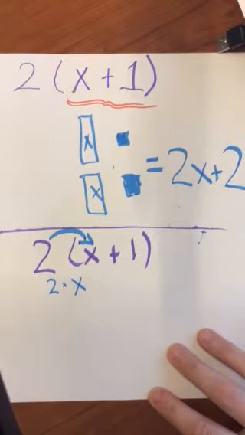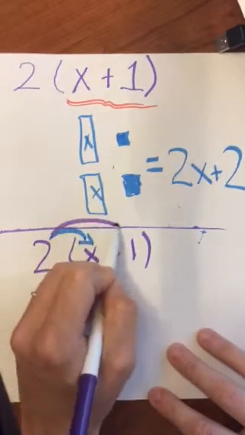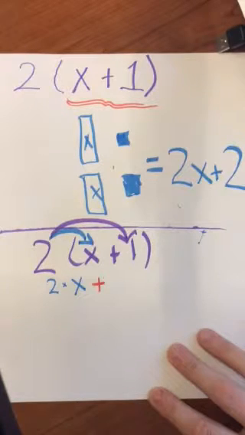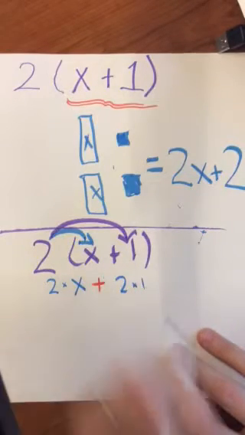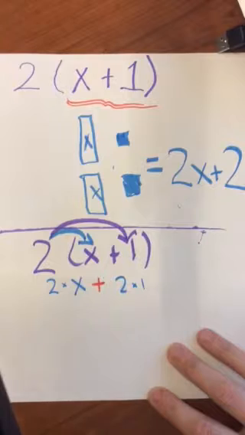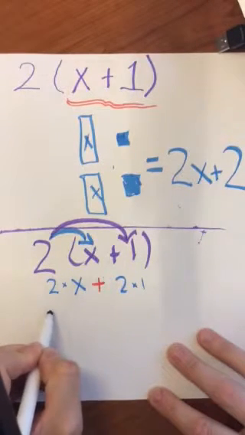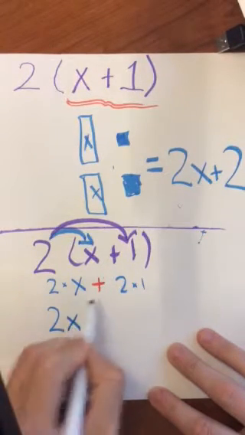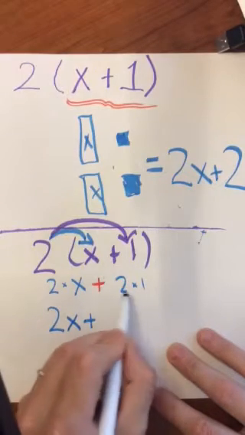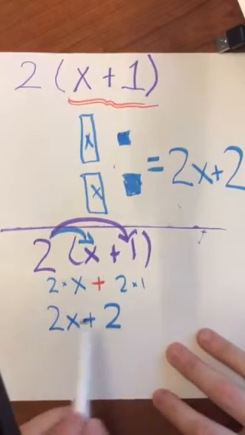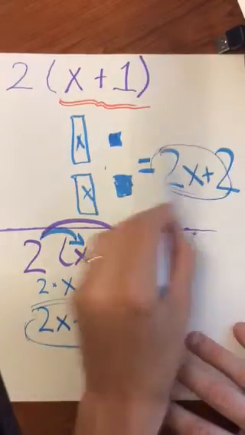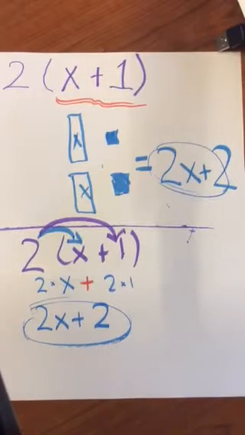plus, we're going to add that to this next distribution, plus 2 times 1. 2 times 1. Okay, so if I was to rewrite that, this would become 2x plus 2 times 1 is 2. Not too shabby. And hey, what do we notice? They're the same answer. Yes!